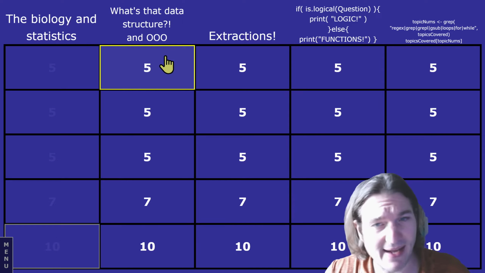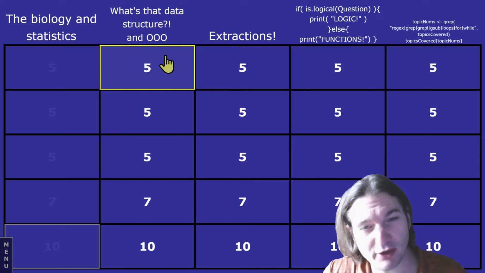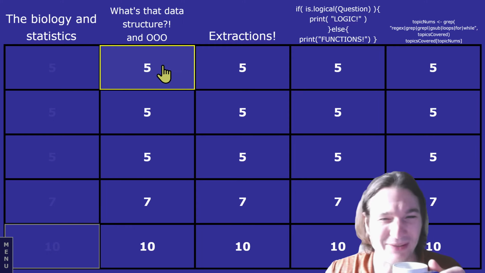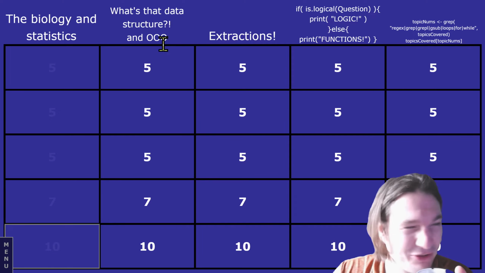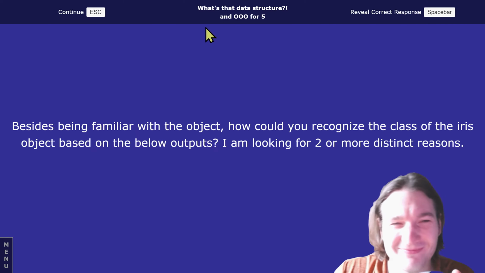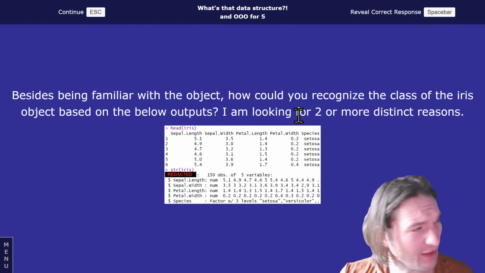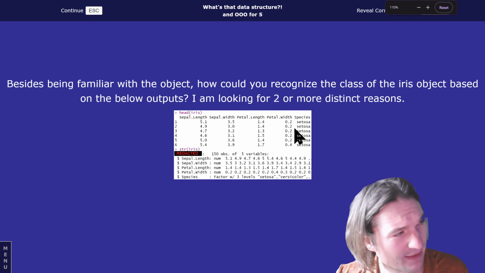Next up, we have what's that data structure and order of operations. I wish I could do some silhouettes so I could actually make this like a Pokemon reference other than just what's that data structure, but one day. So what's this data structure? I don't know about you. That's a little hard for me to see.